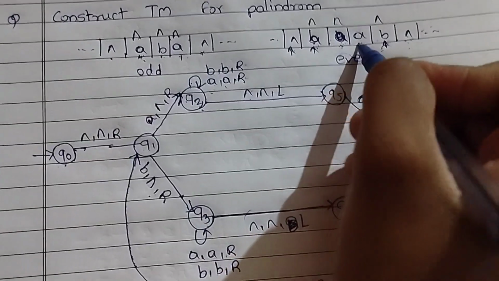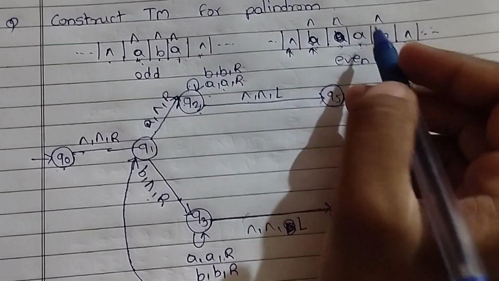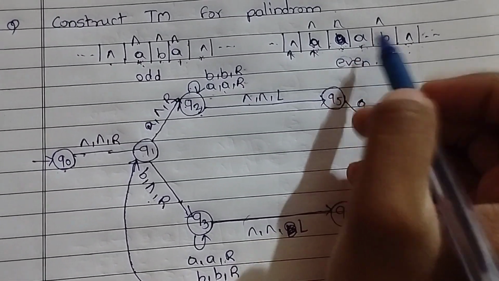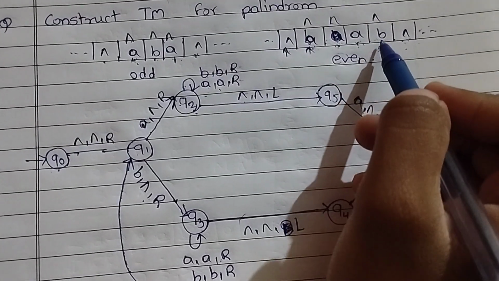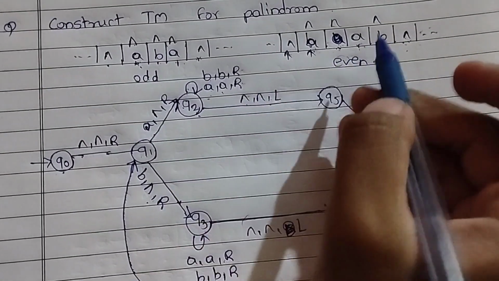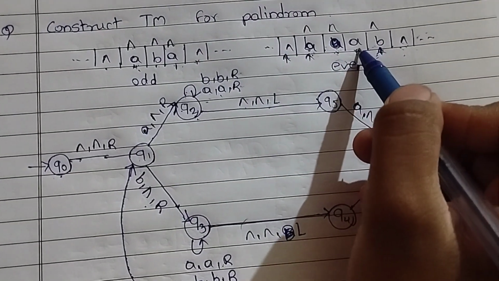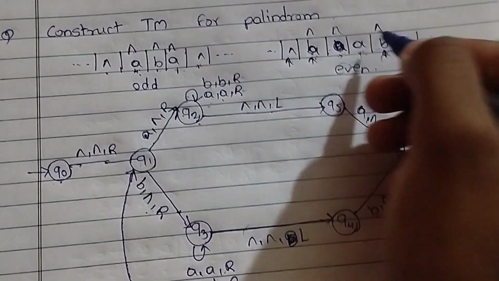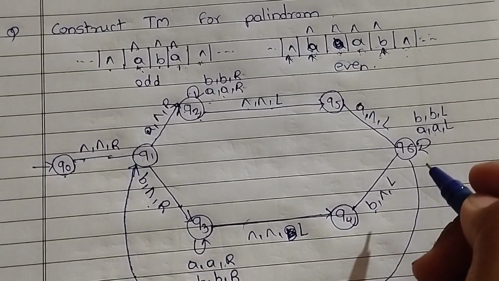So we read b, so keep a as it is. Now we read a, so keep a as it is and move to the right. So we now read null. If you read the null, then move to the left side again and transfer this a to the null. So this null we transfer.